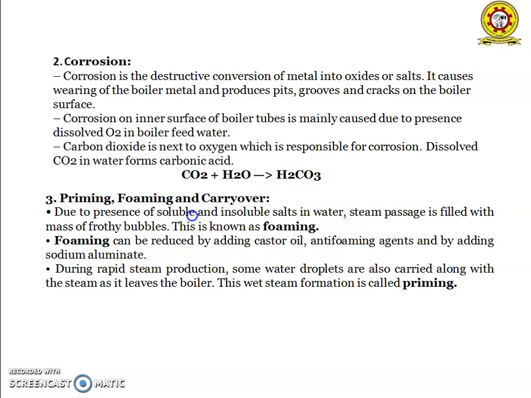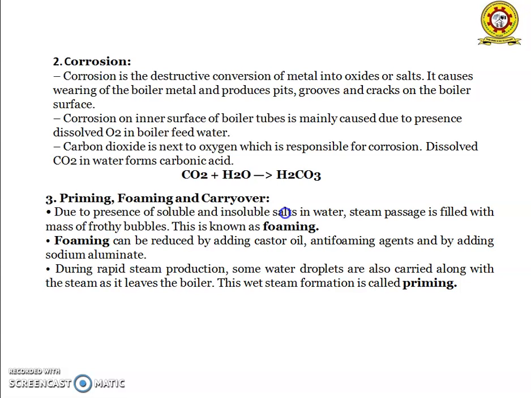And next one is carryover. Water solids carried over in the steam leaving the boiler drum are called carryover. The carryover is formed due to priming and foaming. Due to the presence of soluble and insoluble salts in water, the steam passage is filled with a mass of bubbles. This is known as foaming. Due to rapid steam production, some water droplets are carried along with the steam as it leaves the boiler. This wet steam formation is called priming.